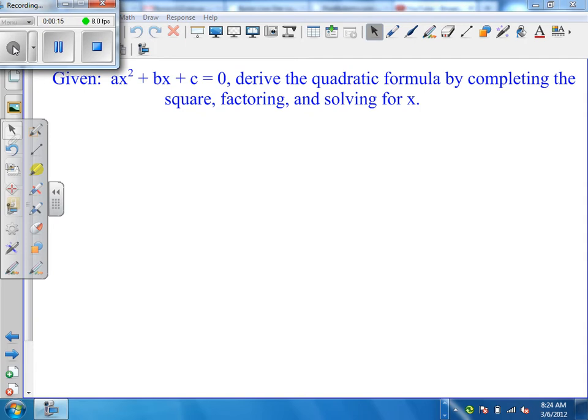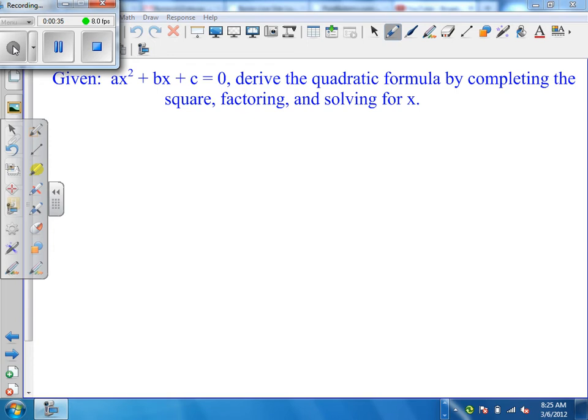You will be offered an opportunity for some extra credit on a test if you can derive the quadratic formula, and that is something you've talked about before. It involves completing the square, which we've just done in this chapter, factoring, and then solving for x. Basically, deriving is coming up with what the quadratic formula is.